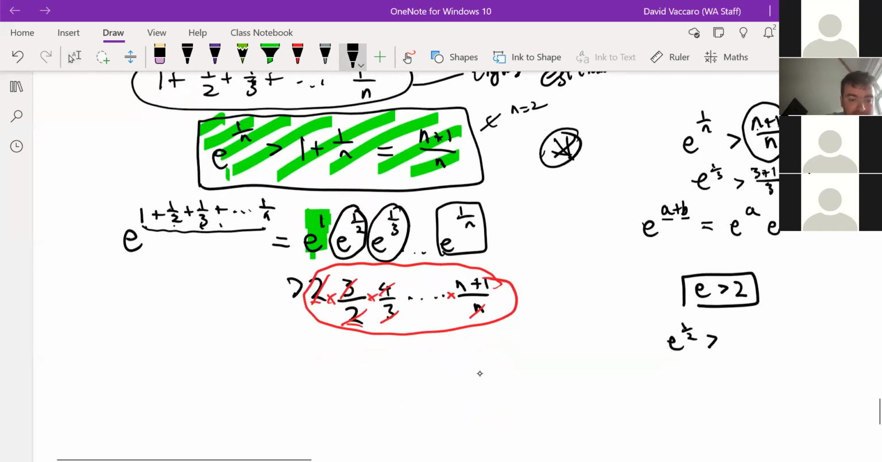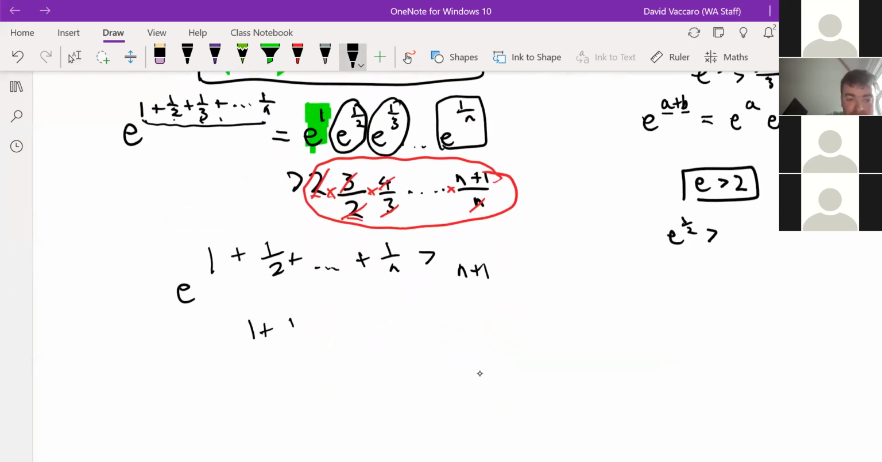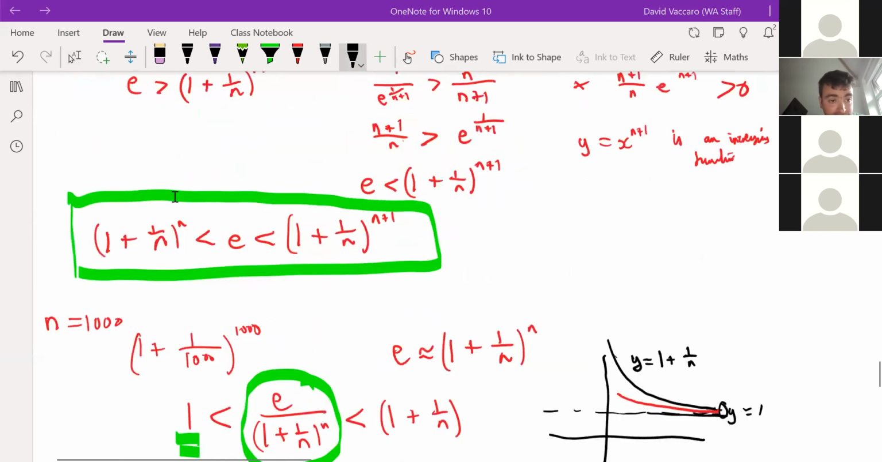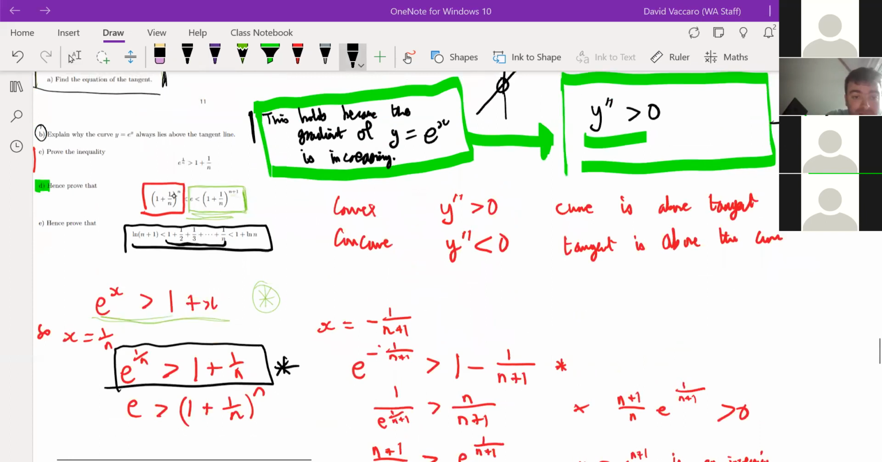Okay, so I get this nice result that e to the 1 plus a half plus ... 1 over n is bigger than n plus 1. And then when I take logs, I get that 1 plus a half plus 1 over n is bigger than log of n plus 1. Okay, and I'll leave it as an exercise. But how do you think you'll get the other inequality?